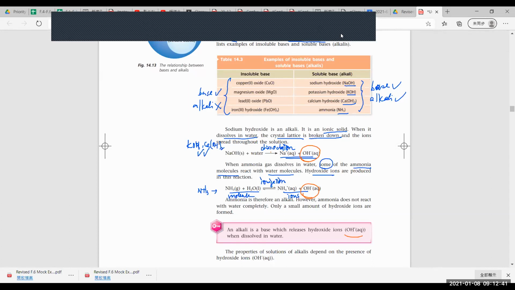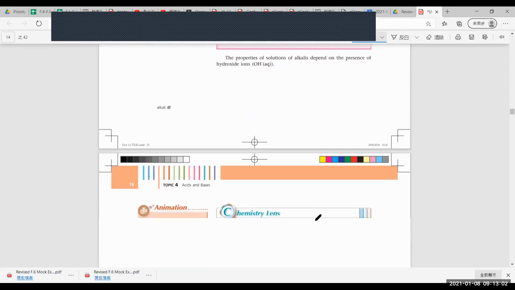So we would have hydroxide ions when dissolving the substance into water. For those substances that release hydroxide ions when dissolving in water, we call that alkaline. Okay, so the properties depend on the presence of this.